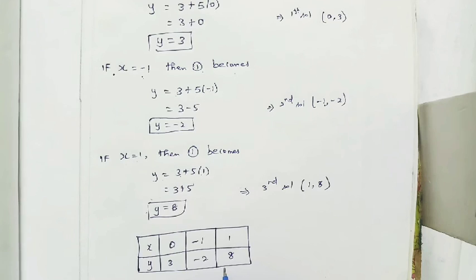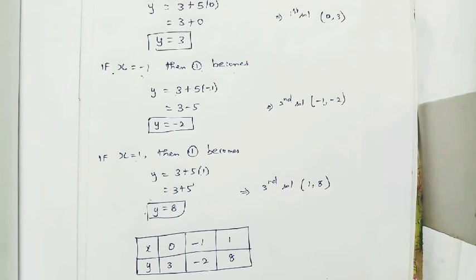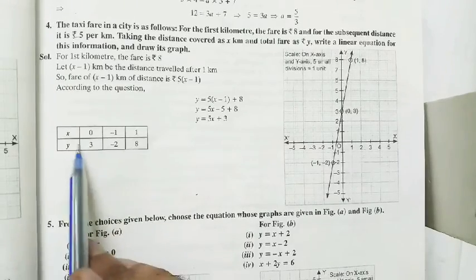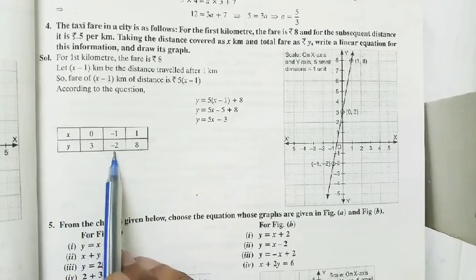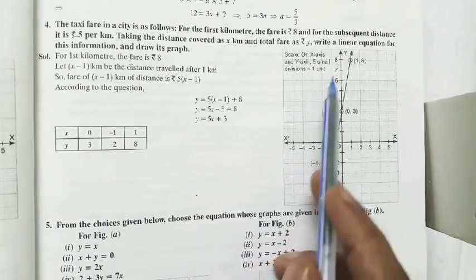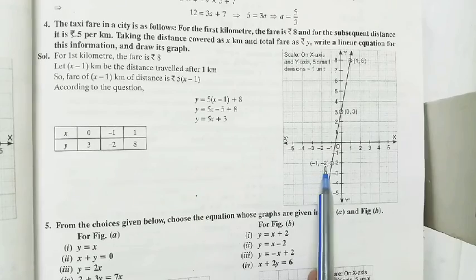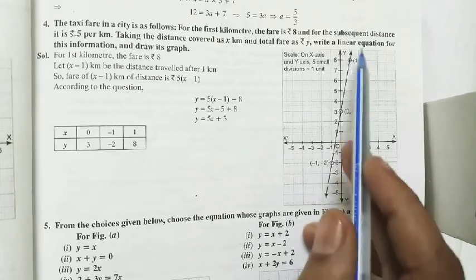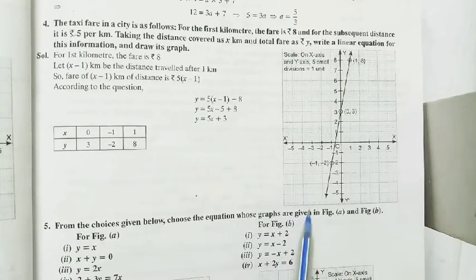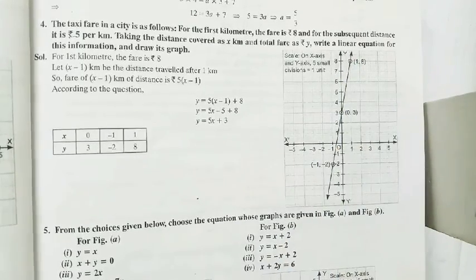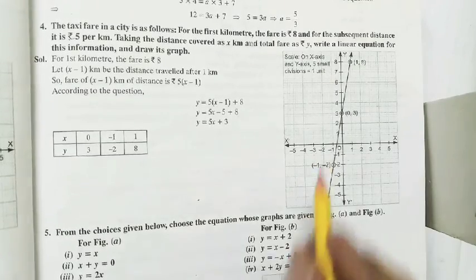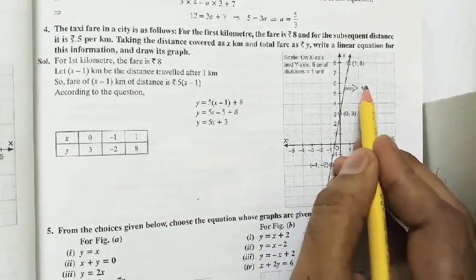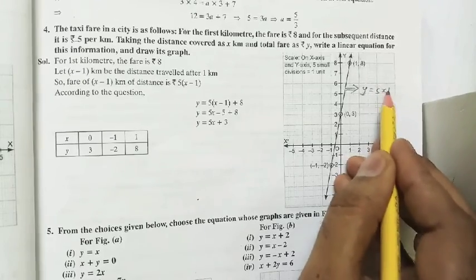Now I am going to plot in the graph and draw the equation in the graph. We want to get a straight line. That is very, very important, right? Now we got solutions x, y: 0, 3; minus 1, minus 2; 1 comma 8. By plotting the points minus 1 comma minus 2, 0 comma 3 and 1 comma 8, we get a straight line, a linear equation in two variables, and the straight line equation is y is equal to 5x plus 3. That's all.